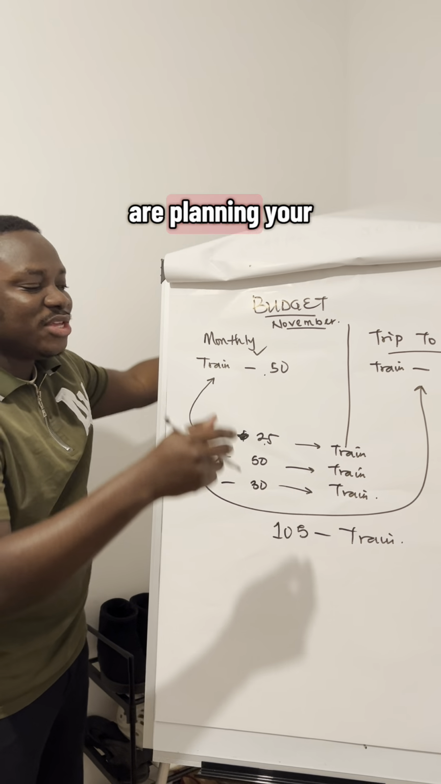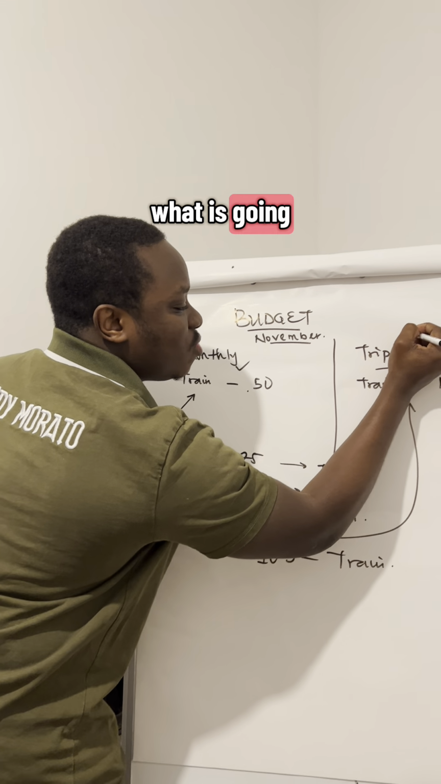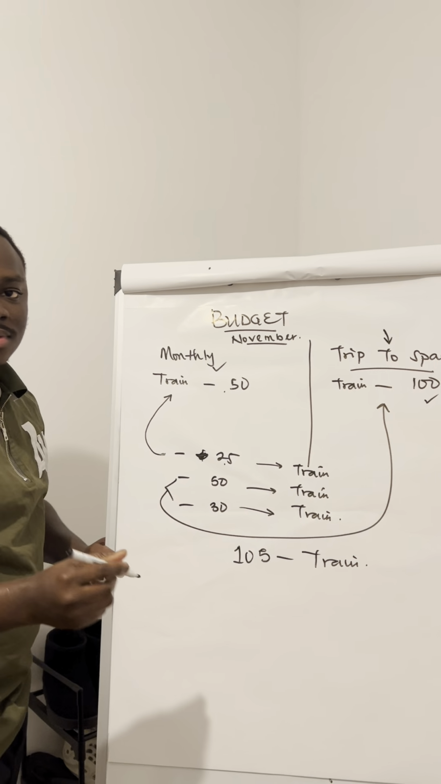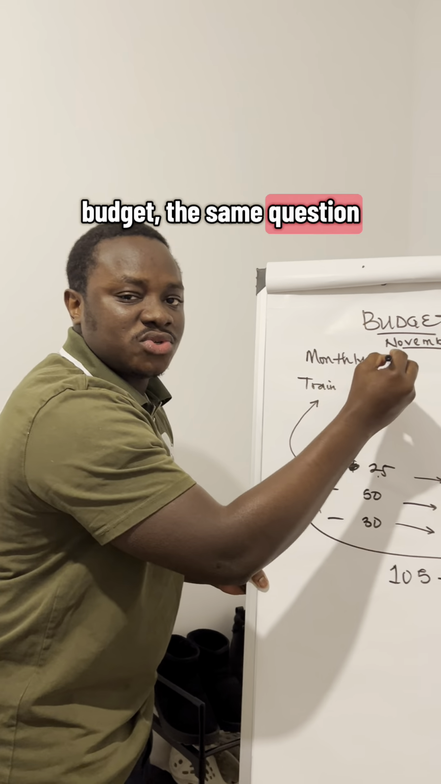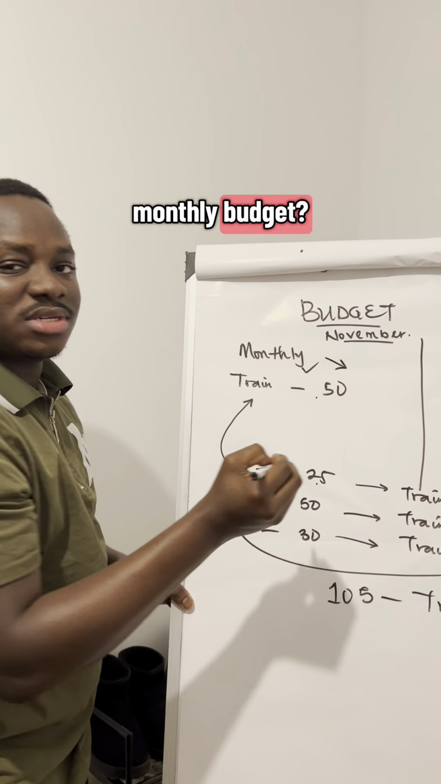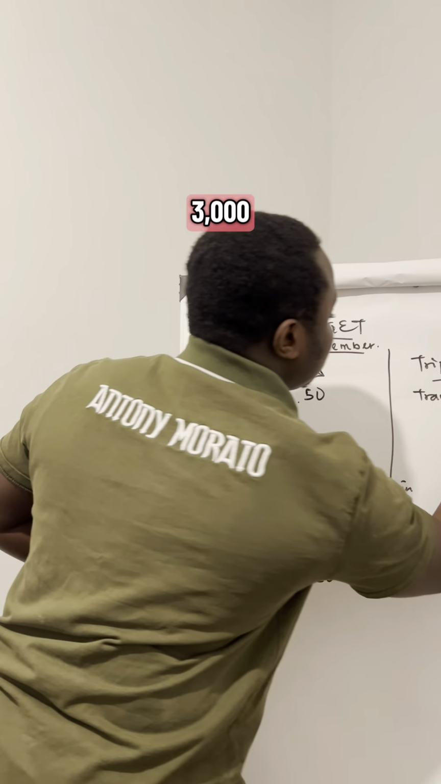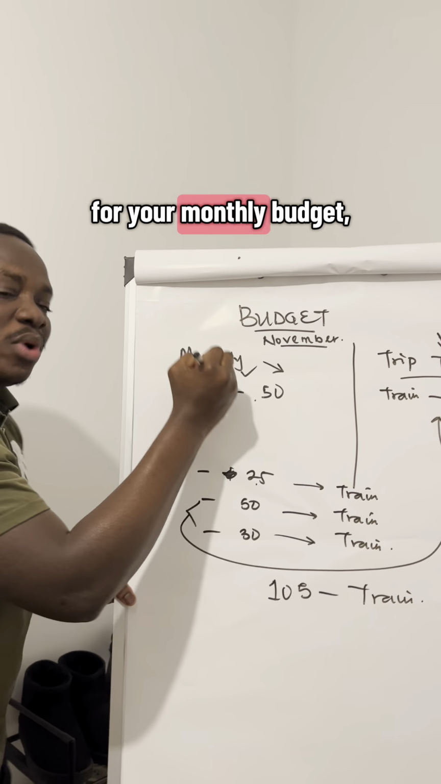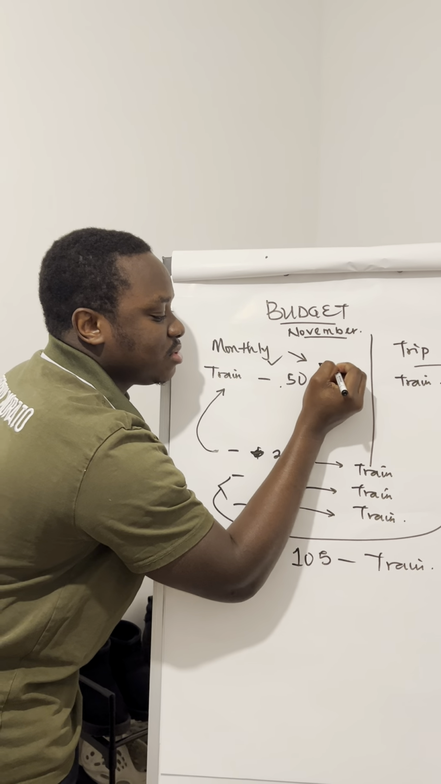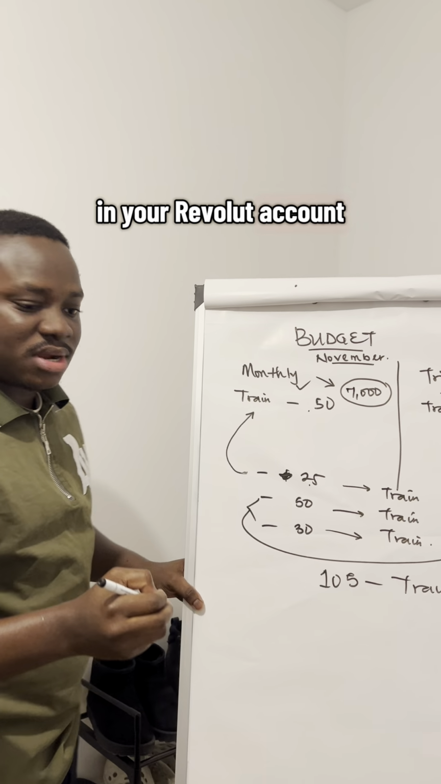Now, when you are planning your budget to spend, it's going to ask you what is going to fund this budget. When you are planning your monthly budget, the same question, what is going to fund this monthly budget? Now, for your spend trip, you just select your goal. So this is 3,000 and you work towards this 100%. For your monthly budget, you say your Revolut, but this is the actual balance in your Revolut account.